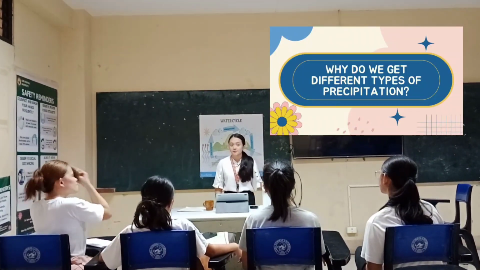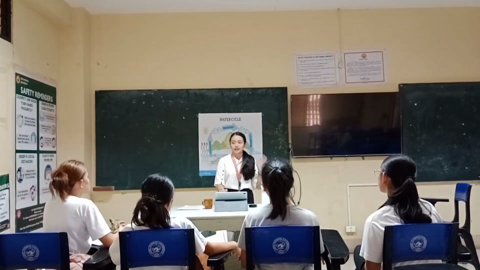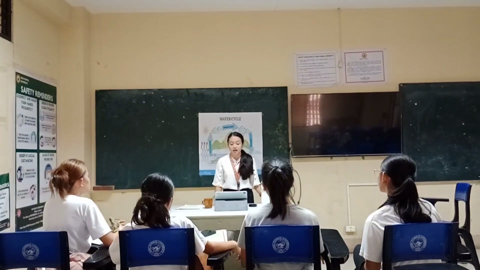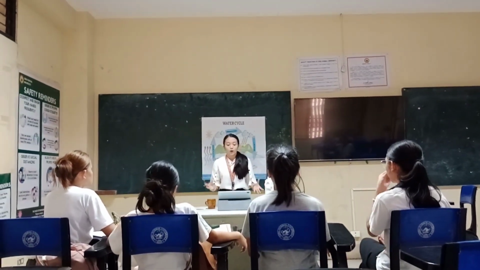Now to proceed, I assume that you already learned about the different types of precipitation. There are rain, snow, and hail. Can anyone explain why we get different types of precipitation? We have different types of precipitation because it depends on the air temperature. If it's really cold, the water turns into snow or hail.